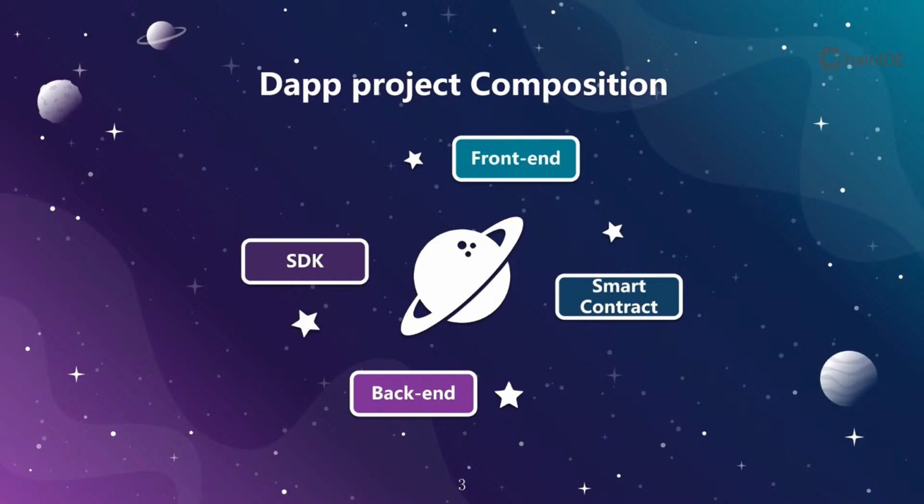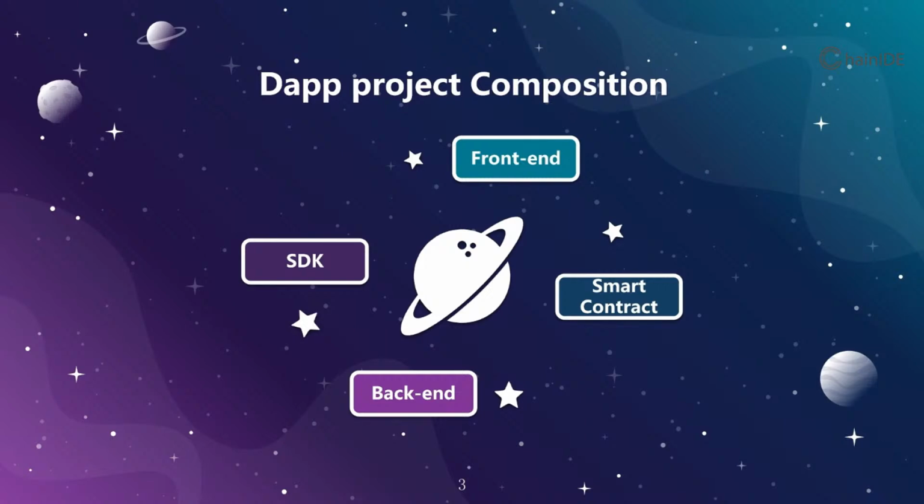The third one is the SDK. SDK is matched with the smart contract, and it will package the part that interacts with the smart contract into a simple and universal interface for the front-end and back-end programs to call.